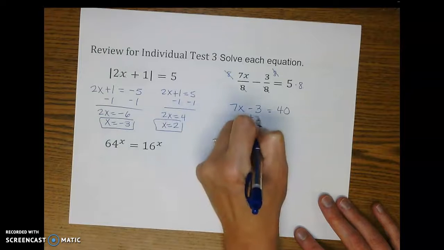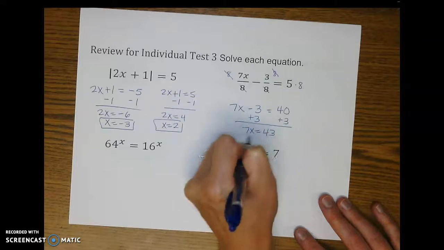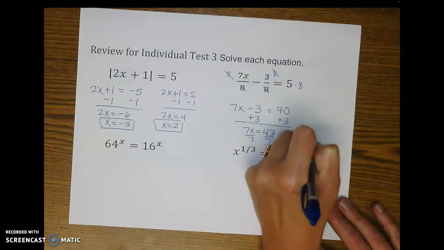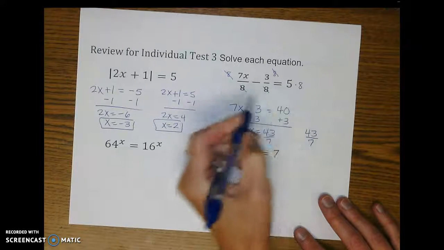Go ahead and add 3 to both sides. 7x equals 43, divide by 7, and you can leave it as 43 over 7. Otherwise, it'd be some sort of decimal, probably 6 point something.